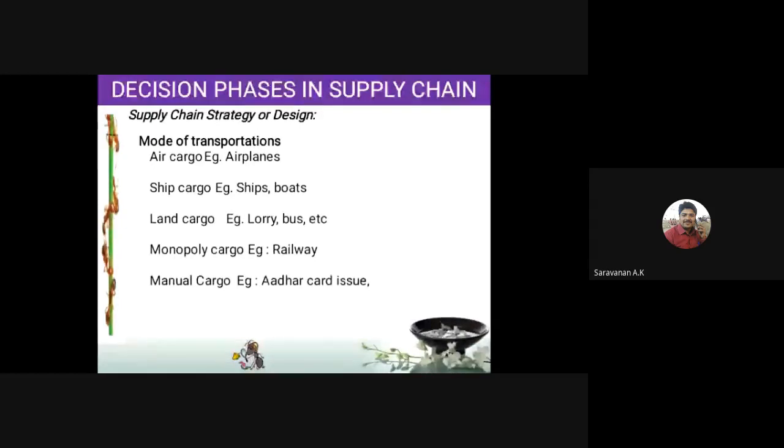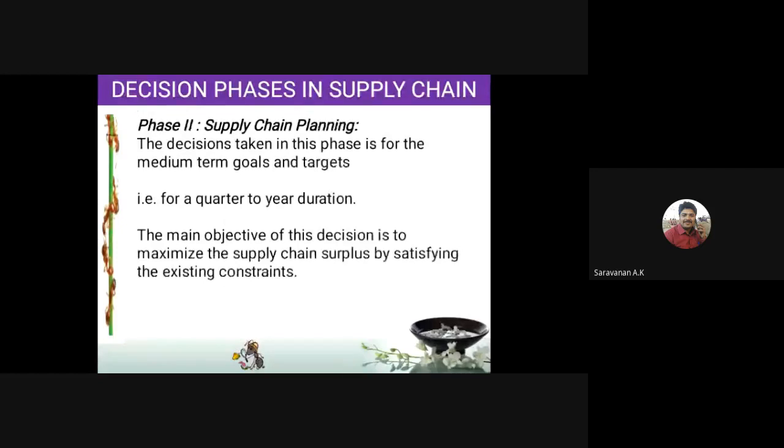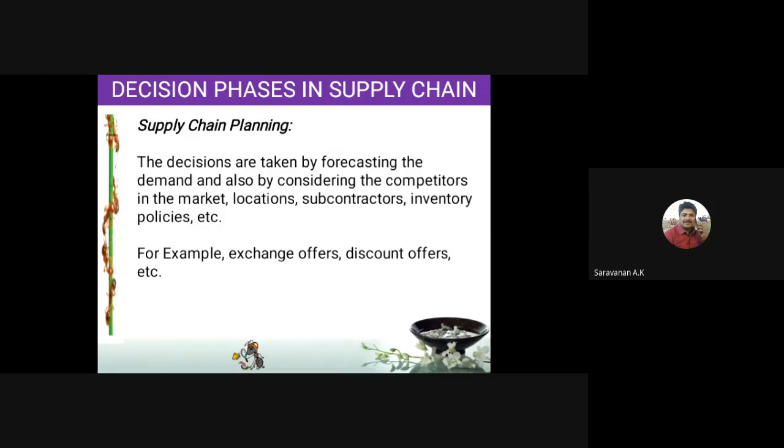And the next thing is supply chain planning. That is phase 2. This is the decision taken for medium term goals, that is less than 1 year or 6 months, like that. So these are the medium phases, and I am not going in depth. For example, exchange offers and discounts given by fashion showrooms or textile showrooms come under this. It is medium term planning.